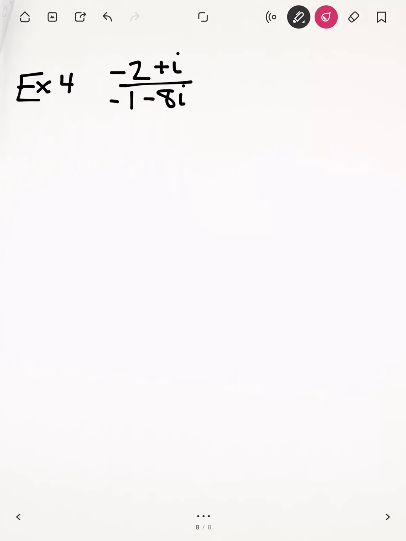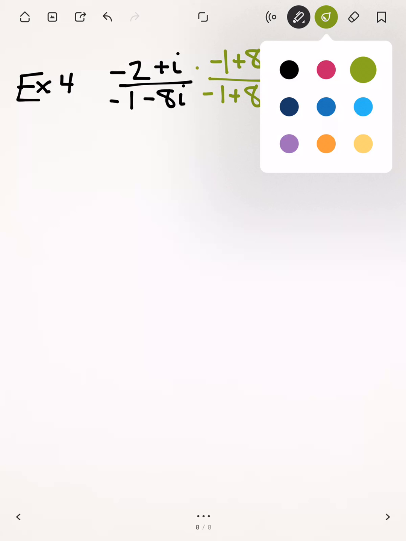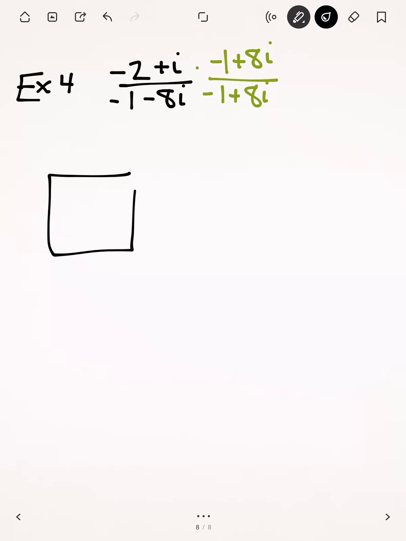Our last example, we have negative 2 plus i divided by negative 1 minus 8i. So again, we have to multiply the top and the bottom by the conjugate of the bottom. So I'm going to multiply by negative 1 plus 8i on the top and the bottom. Now I'm going to draw my box to show that I'm multiplying. So we have a negative 2 plus i, and we have a negative 1 plus 8i.